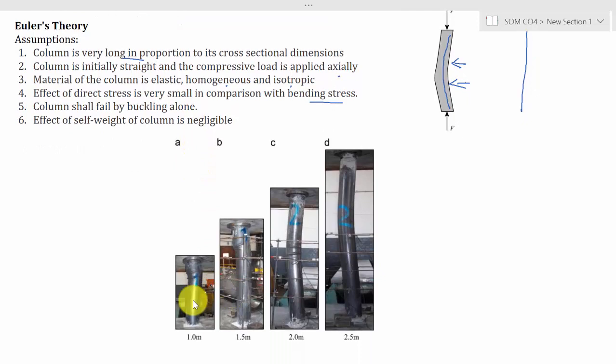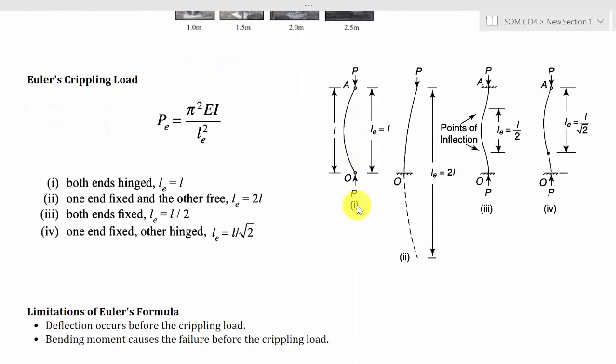These are some examples of buckling failure. Here you can see that the failure occurred like this. This is called buckling failure. This failure is not because of the compressive load, this is because of the bending load acting in this direction. Now we'll move into Euler's theory.